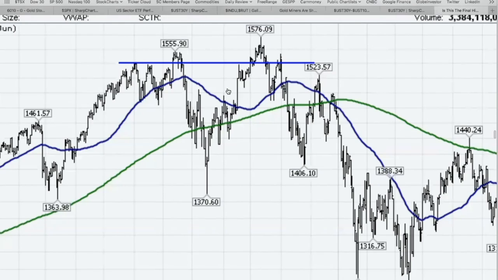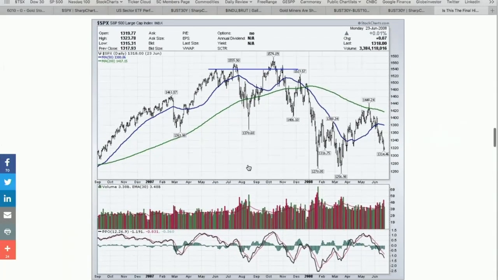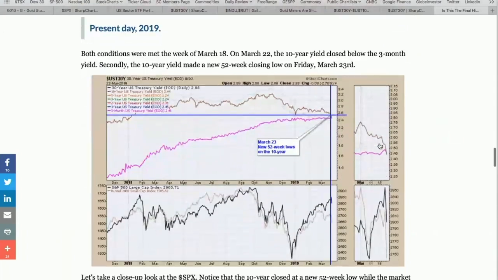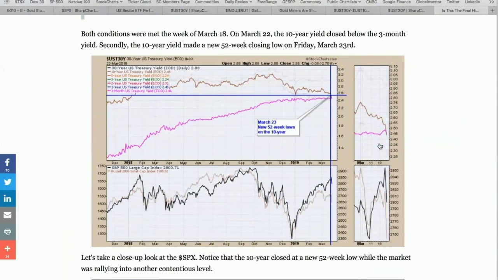Now, in 2007, what you can see is really from, I'll call it May through the end of the year, we kept testing this prior level. And then in 2008, we had a big pullback. Okay, so let's go to present day. And the reason we're only covering these 3 points in time is because this is the only 3 times since the turn of the century that the 10-year has crossed below the 3-month.